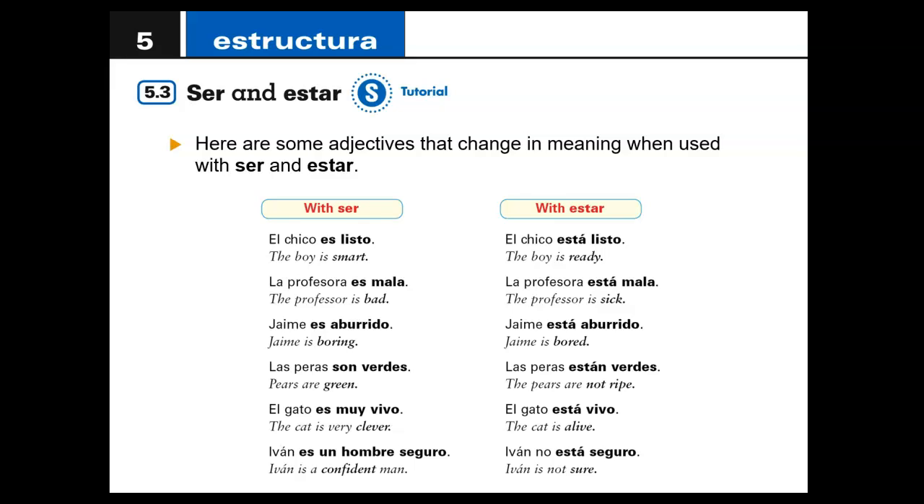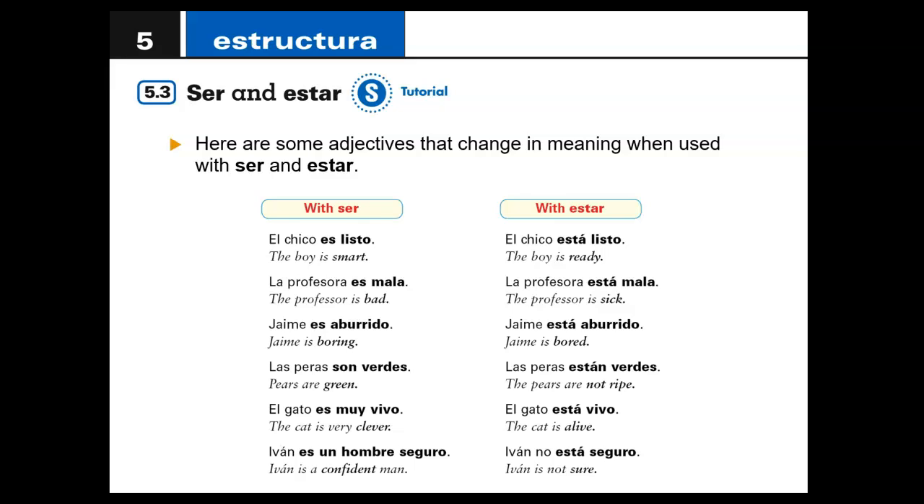Okay? Iván es un hombre seguro. Iván is a confident man. Iván no está seguro. Iván is not sure. Okay? So if you notice, between the same adjectives, some of them change a little bit in meaning. Some change significantly.